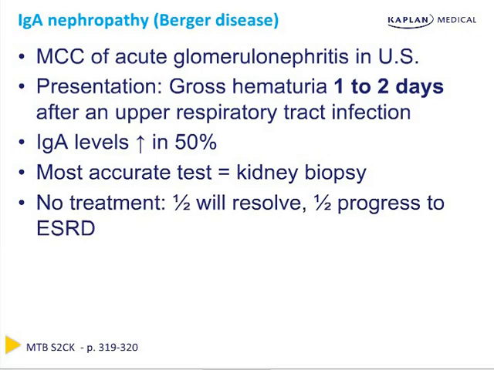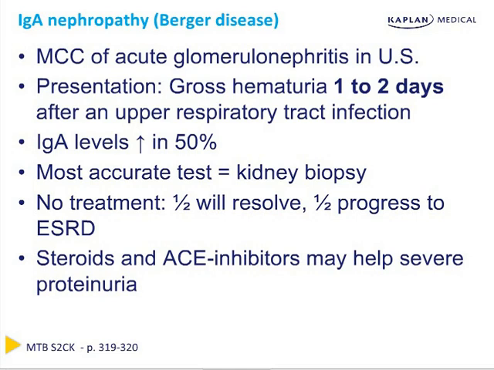There's no proven treatment for Buerger disease. Half of cases are going to spontaneously resolve, and the other half, unfortunately, will ultimately progress to end-stage renal disease requiring dialysis. In patients in whom the protein loss is very severe, ACE inhibitors and steroids may slow down protein loss and help with symptoms of edema and hypertension. But it's important to remember that these treatments will not either slow down or stop the actual disease process itself.